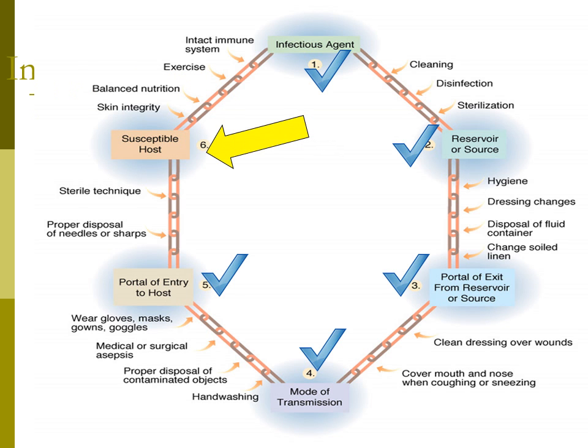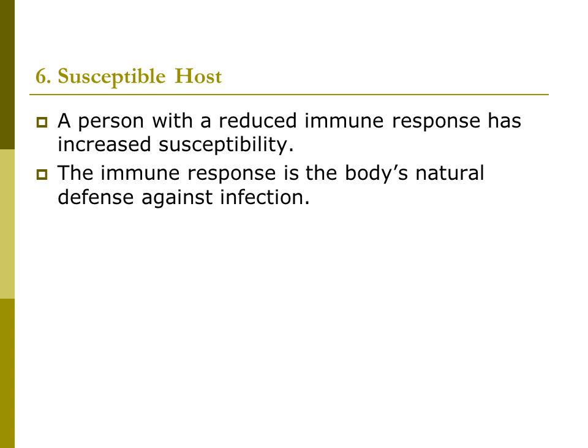Okay, now we're talking about the susceptible host. And the susceptible host could be a person with a reduced immune response. They have an increased susceptibility. The immune response is the body's natural defense against infection. So how are we going to prevent this? Exercise, balanced nutrition, skin integrity. Those are just some of the ways that we would protect against or help that susceptible host protect against that infection.